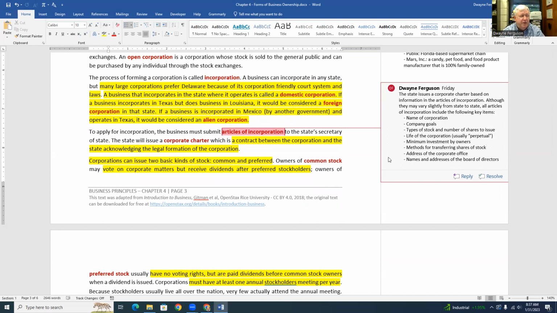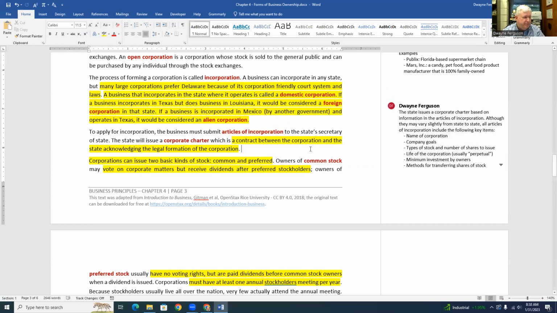How long you want the corporation to last, which you want to be in perpetuity, or perpetual, forever. Minimum investment by owners, how much everybody puts in. Some methods of transferring the shares of stock, and then an address of the company, and names and addresses of the board of directors. You apply to the state to become a corporation in that state, and they issue a corporate charter so you can operate here.